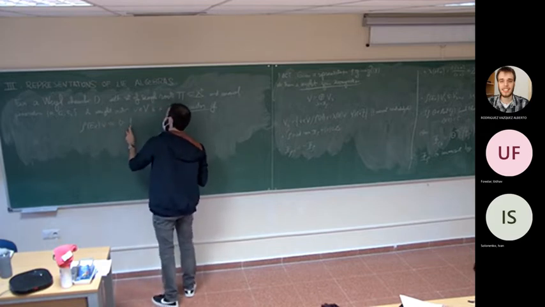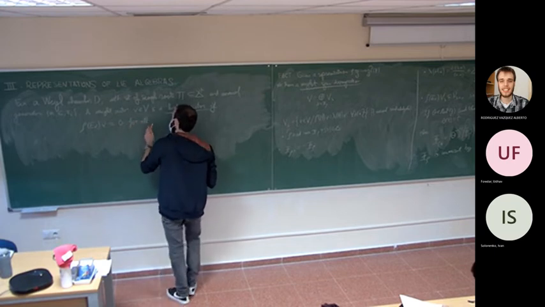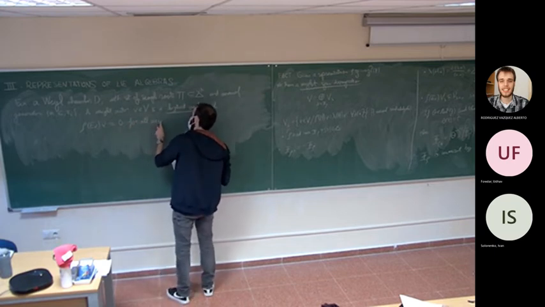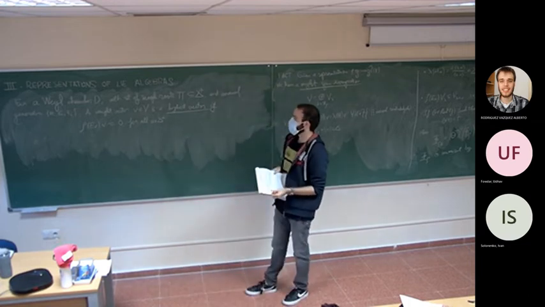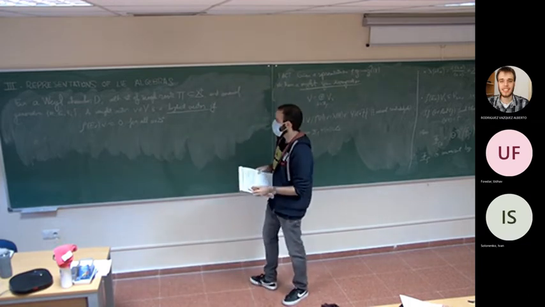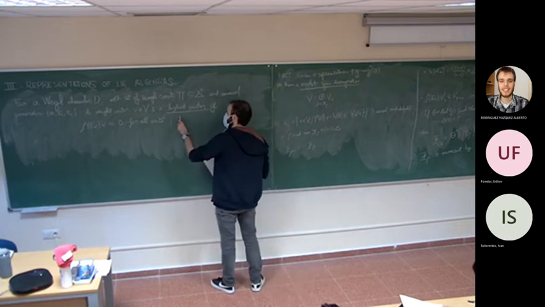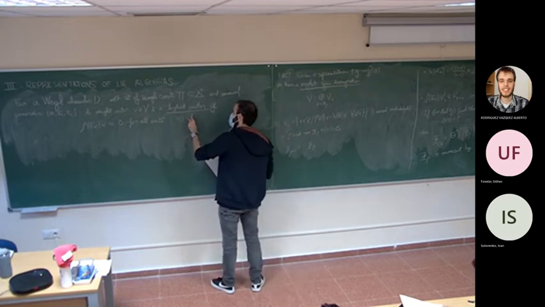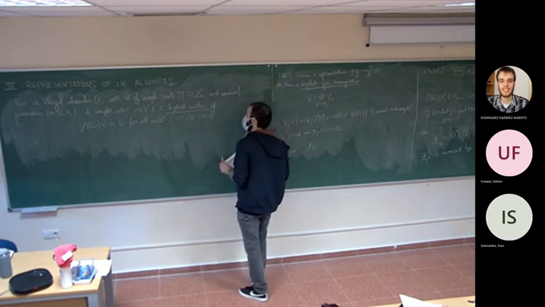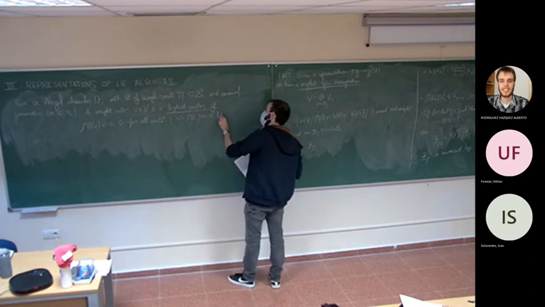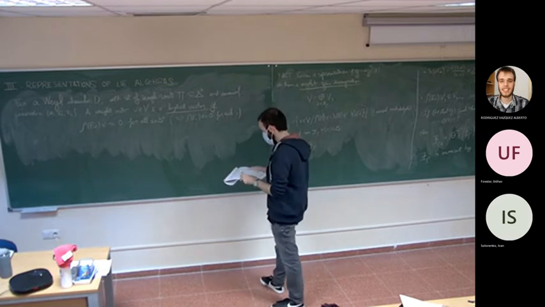for all alpha positive roots. Remember that positive roots are generated by simple roots, so it's equivalent to saying that rho of EI sends V to 0 for each I. Okay?